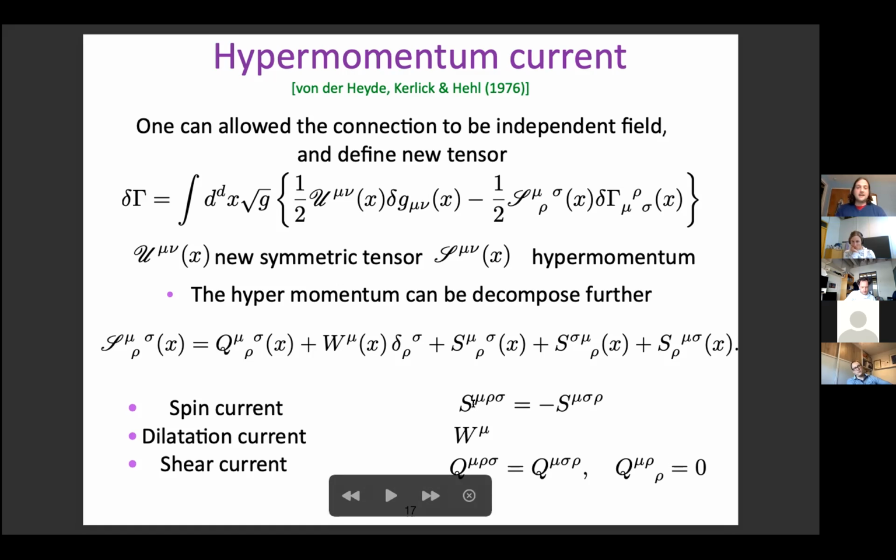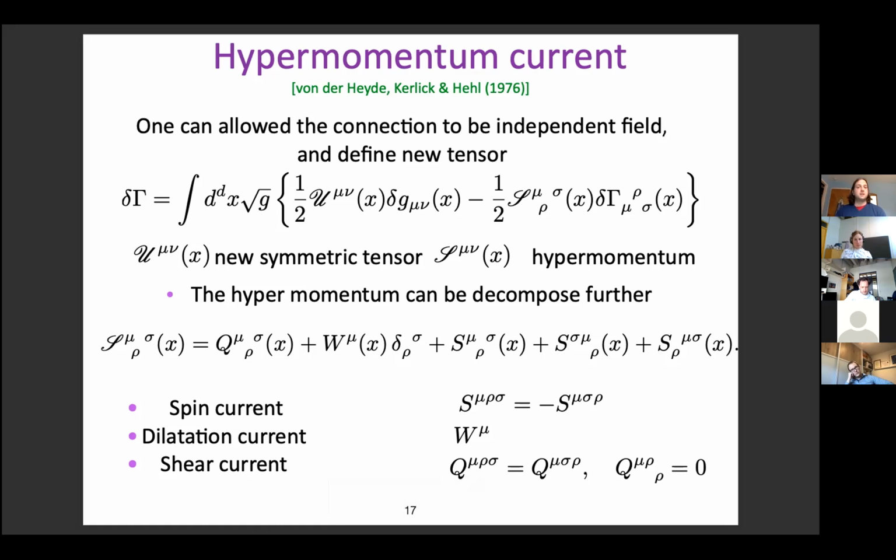So this S here is called the spin current, that maybe some of you already know in some cases. This W is actually a dilatation current, or Weyl gauge field. And this Q is what's called the shear current, also because it's symmetric in the last two indices and it's traceless, so it's a good name. So this is kind of the definition.